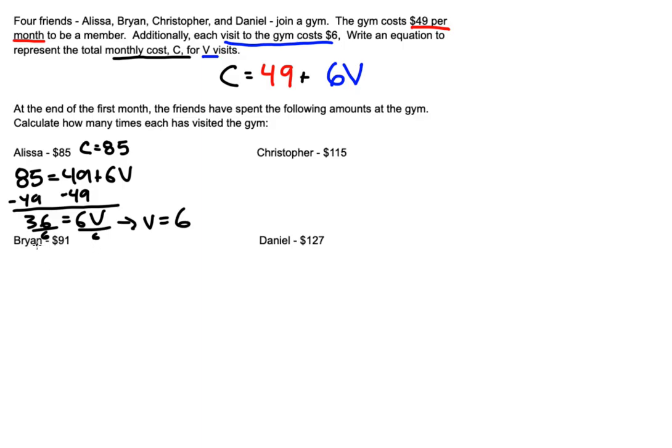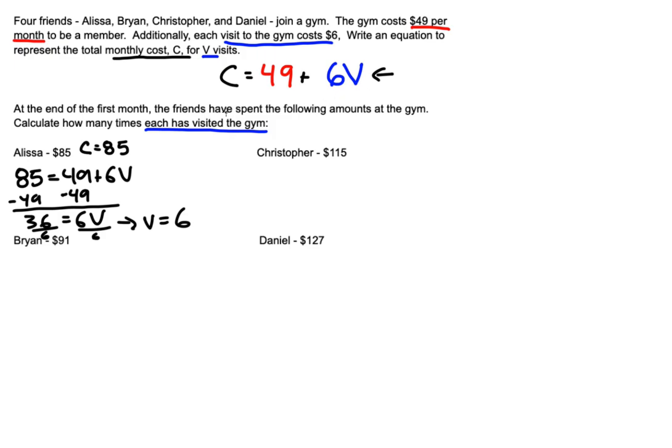And then I could do the same thing for Brian, the same thing for Christopher, and the same thing for Daniel. But every single time I'm going through all of this process. Since we're actually trying to calculate the number of visits each person has visited the gym, it would be really great if this equation, instead of telling us what C was equal to, told us what V was equal to, the thing we're trying to figure out. That would make our life a lot easier. And that's what we're learning about today.